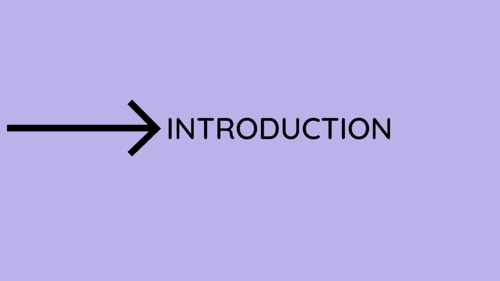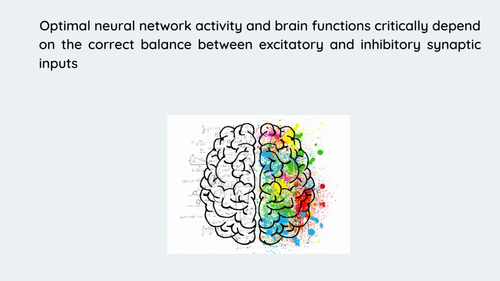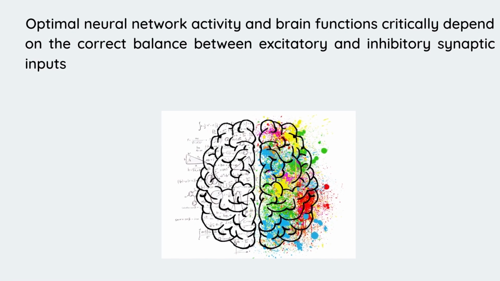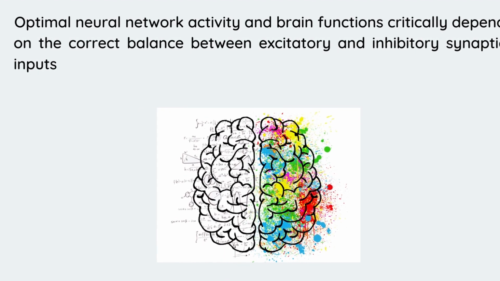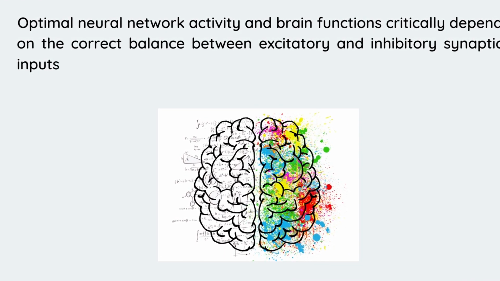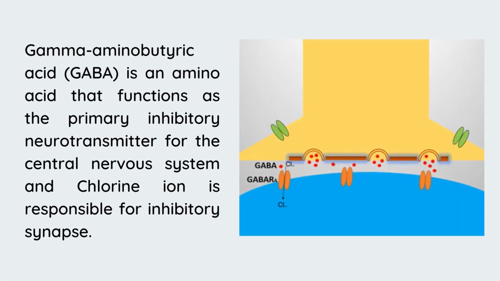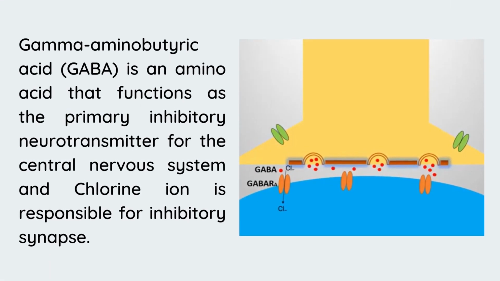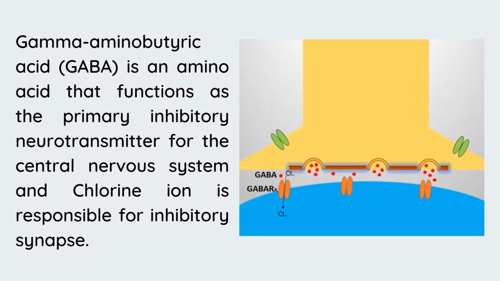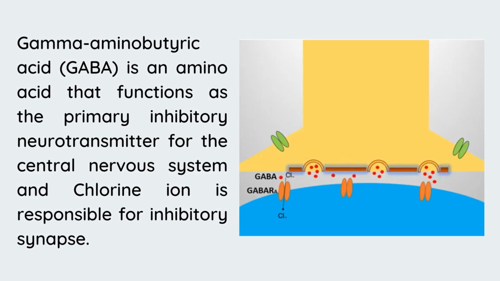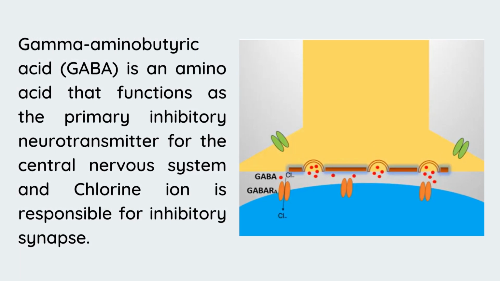Let me get into the introduction section of the paper. Optimal neural network activity and brain function critically depend on the correct balance between excitatory and inhibitory synaptic inputs. Gamma-aminobutyric acid is an amino acid that functions as the primary inhibitory neurotransmitter of the central nervous system, and chloride ion is responsible for the inhibitory synapse.